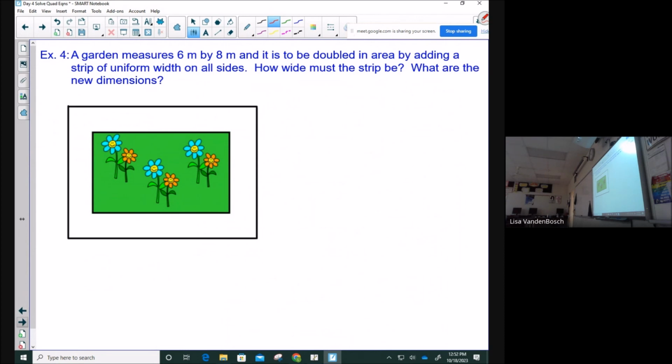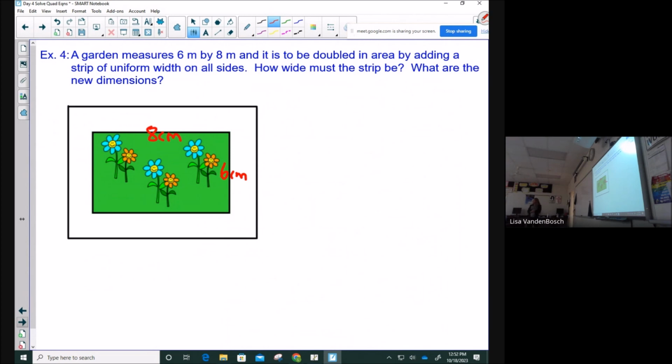Okay, so we have a garden, and the garden is 6 meters by 8 meters. So you can see the green interior portion is my garden. And obviously this is going to be my 6 meters, and this will be my 8 meters. Does it really matter? No, not at all. It's just that the one side is clearly shorter than the other, so I'll mark it as the shorter amount.